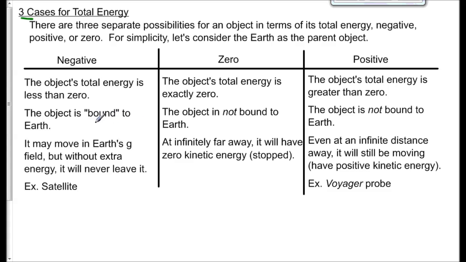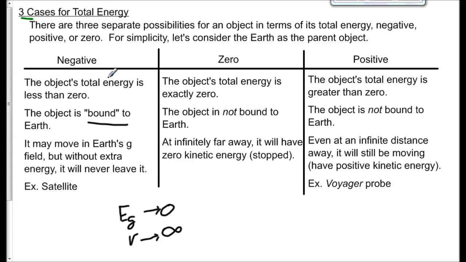So we're going to use that term: if something is bound to another object, it's kind of stuck. What that means is we can have this thing move around inside of Earth's gravitational field, but unless we give it more of a push, it can never leave. Because remember, from our definition of potential energy, gravitational potential energy goes to 0 under what conditions? Well, as our separation approaches infinity.